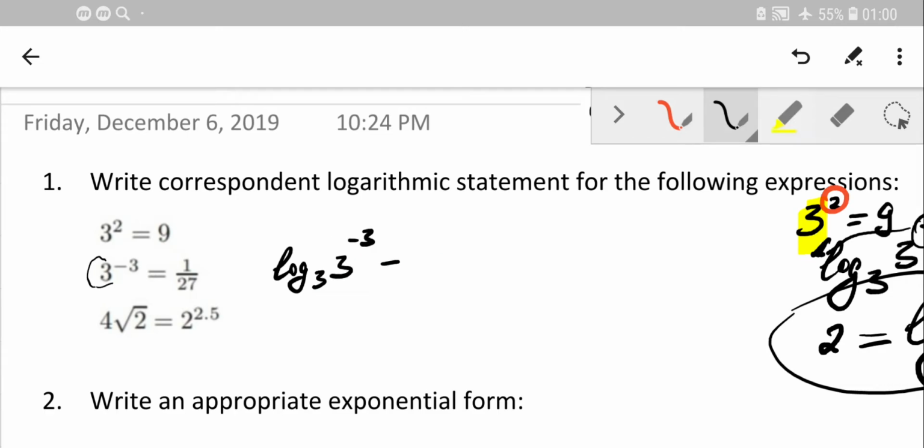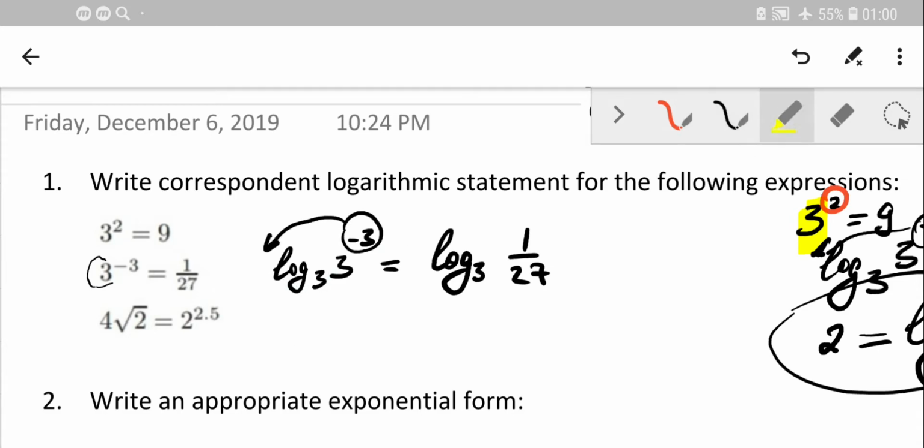Negative 3 as the power in here will do the same. Log 3 of 1 over 27. Okay, so what we're gonna do right now, we just need to take that and put it before, but we know that log 3 of 3 is simply 1. So that's why minus 3 times 1 is again negative 3. So that's why we'll get negative 3 equals log 3 of 1 over 27. That's an equivalent logarithmic statement.